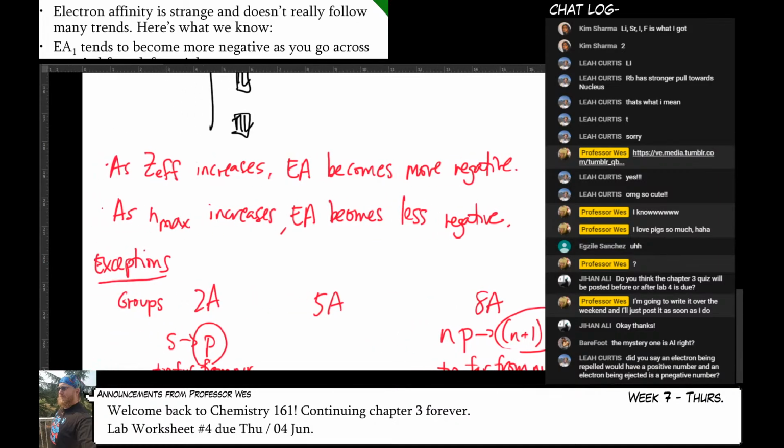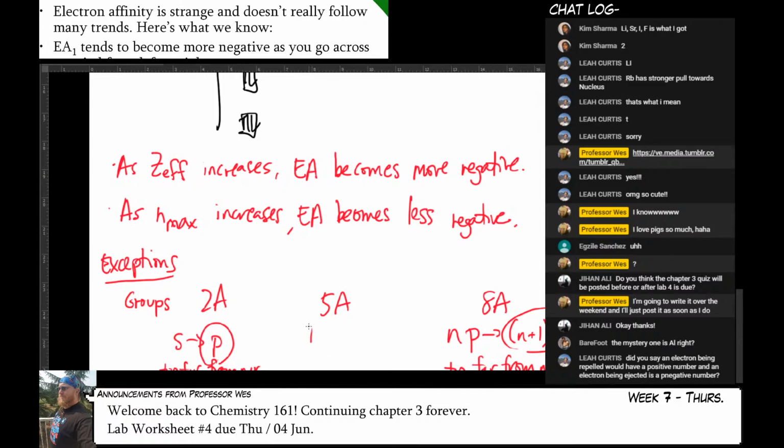There we go. And then finally for 5A, we're pairing electrons, and they don't want to be paired. All right. That summarizes electron affinity.